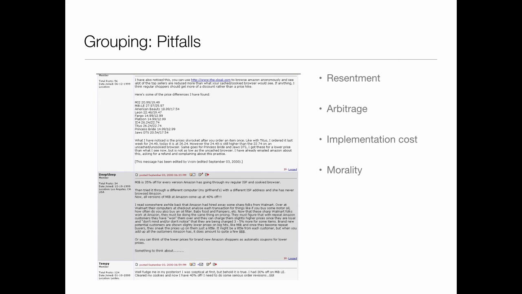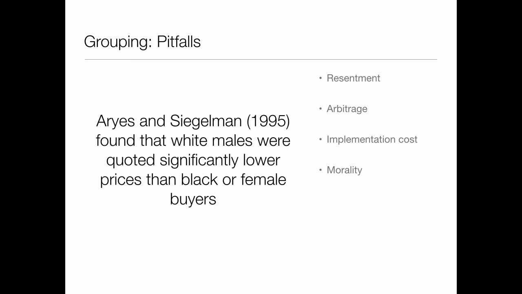Finally, there might be issues of morality. Ayres and Siegelman in 1995 found that white males were quoted significantly lower prices than black or female buyers. Now these are different groups because they're observable to the seller, but the morality of charging different prices based on group characteristics like this is surely in question.